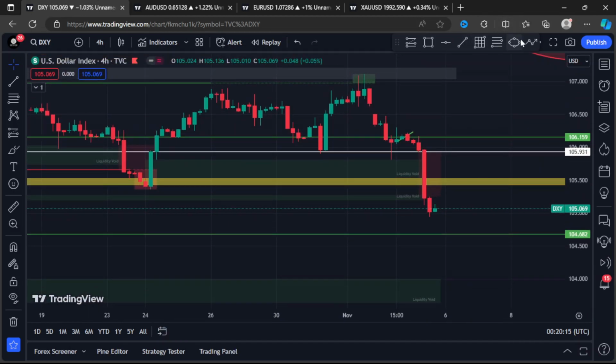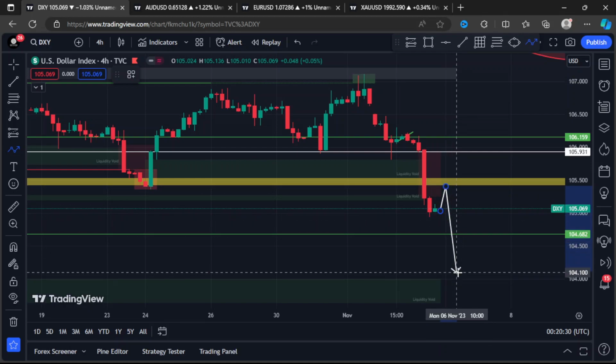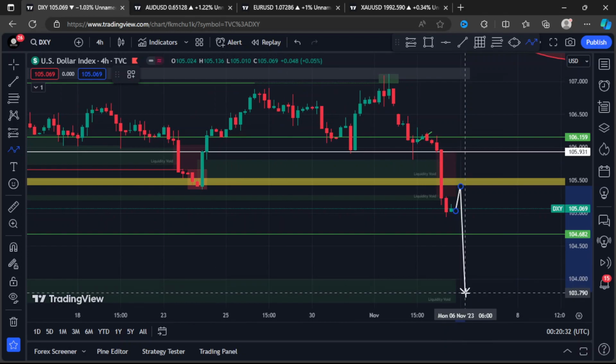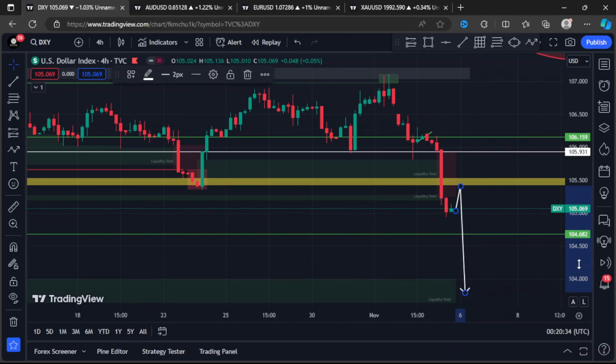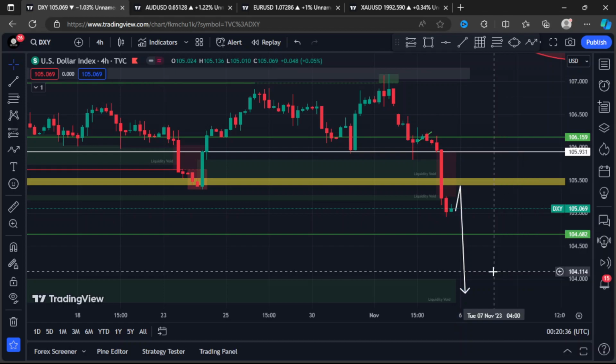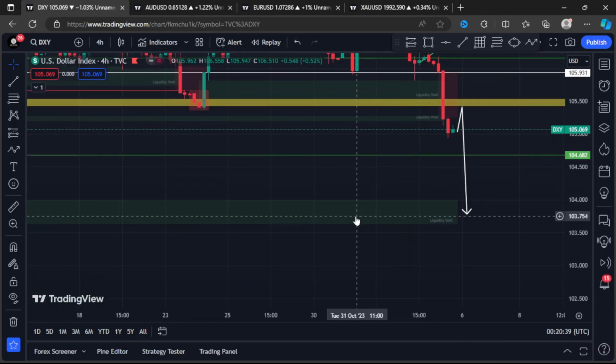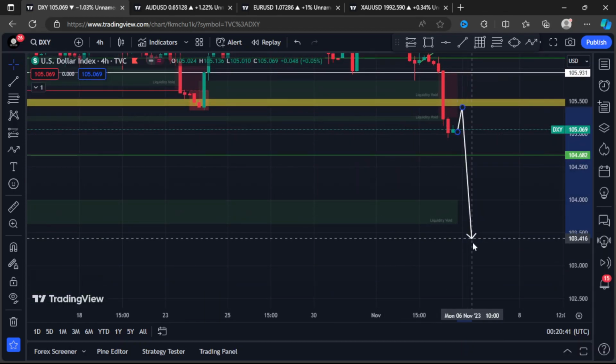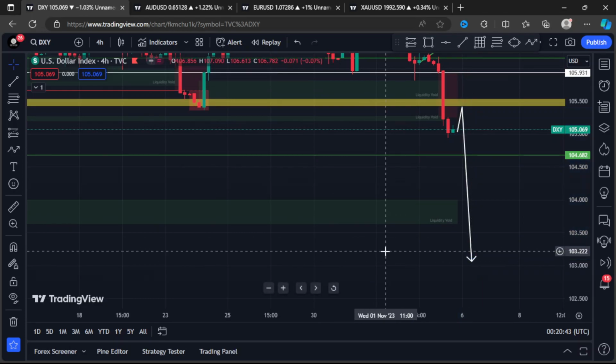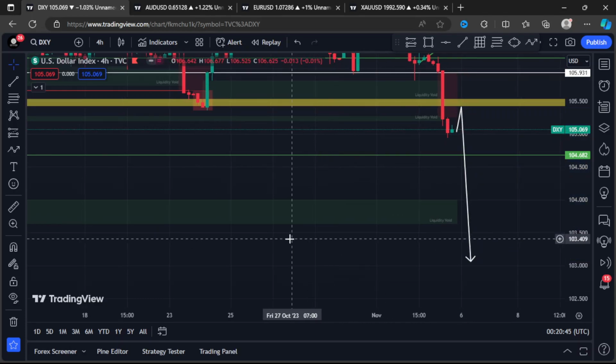Also looking at the 4 hour time frame, I think we are going to have a little pullback to retest this zone, that is the weekly resistance zone. So we're going to have a pullback to that zone, and then we can have our sell again to clear this. We have some liquidity void here to clear all this liquidity void. That is for DXY on next week.